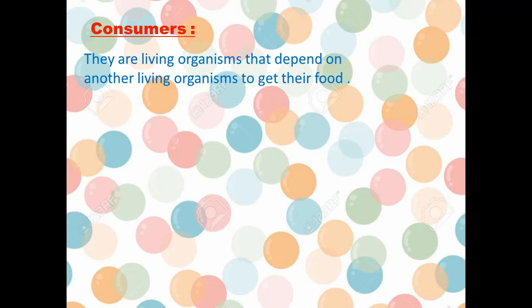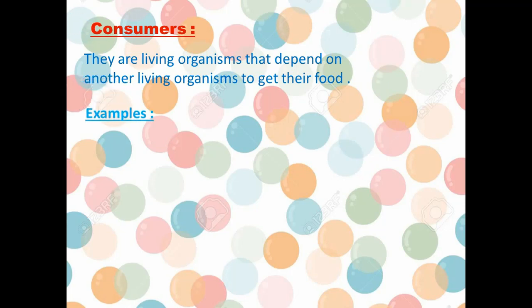Then let's talk about the second type of living organisms, which is called consumers. Who are the consumers? Consumers are living organisms that depend on other living organisms to get their food. Consumers can't make their food by themselves, because producers are the only living organisms that can. So how do they get their food? They get their food from other living organisms.